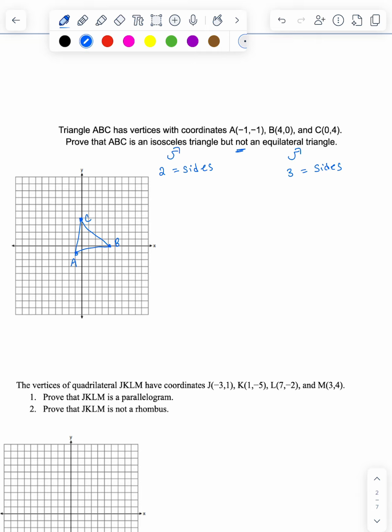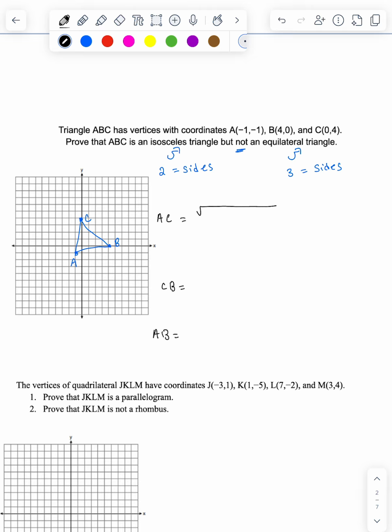So I'm going to write down my plan here. I'm going to find the length of AC. That's one side of the triangle. I'm going to find the length of CB. That's another side of the triangle. And I'm going to find the length of AB, the last side of the triangle. And I'm going to show that 2 of these lengths are the same, but 1 is different, so that it'll be isosceles but not equilateral. In order to find lengths, you could either make right triangles with all the sides and use the Pythagorean theorem, or you can use the distance formula. And for me personally, I like using the distance formula better, so I'm going to do that.